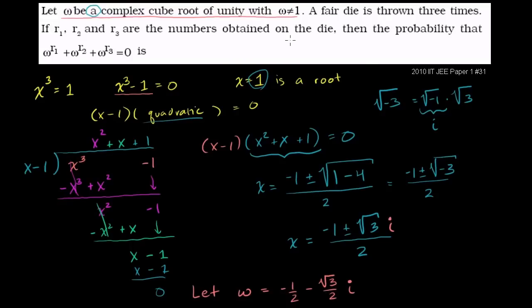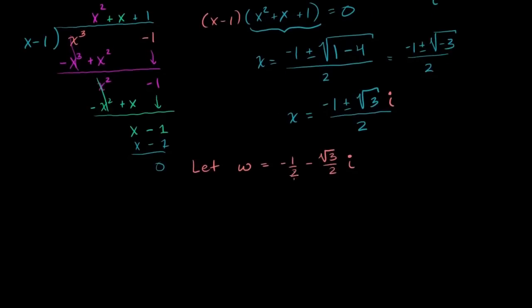And then a fair die is thrown 3 times. If R1, R2, R3 are the numbers obtained on the die, then the probability that omega to the R. So let's think about this a little bit. Because we're going to be taking omega to different powers, let's think about what happens when we take this omega to different powers. So this right here is clearly omega to the first power, the way we've defined it. Let's think about what omega squared is.